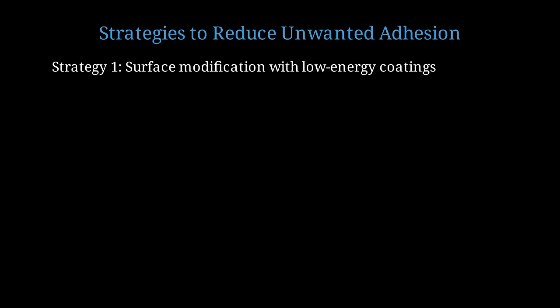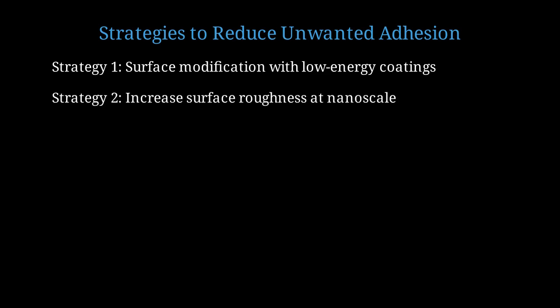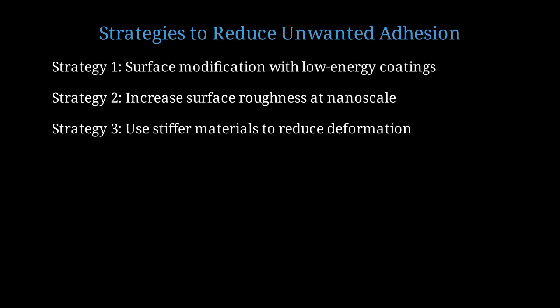How do engineers combat unwanted nanoscale adhesion? One approach is coating surfaces with low surface energy materials like fluoropolymers. This reduces the work of adhesion W. Increasing surface roughness reduces real contact area. However, this must be controlled carefully, as too much roughness can increase adhesion by creating many small contacts. Using stiffer materials reduces the contact area under a given load, following Hertzian contact mechanics.